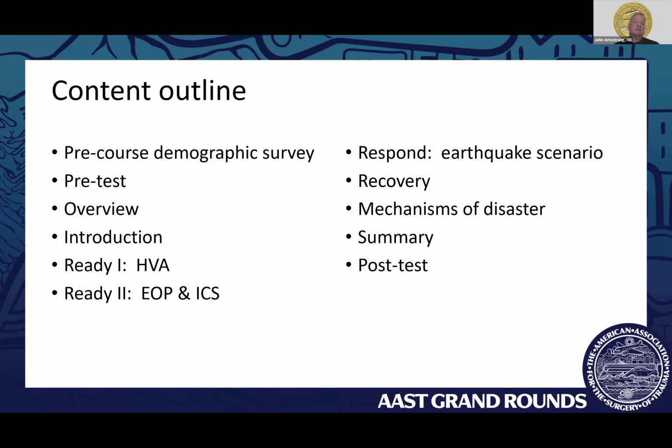A particularly exciting innovation is the respond piece, which has a learner move through an earthquake scenario, step by step, with a chronology and with an opportunity to exercise triage skills. Recovery looks at how it is that normalcy returns to the hospital, how definitive care works for patients, and how psychosocial needs are addressed, as well as how the hospital and the community can look at what happened in response to the disaster and what should be done differently next time.